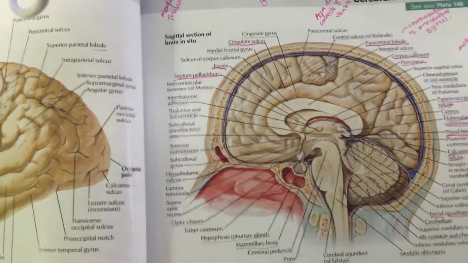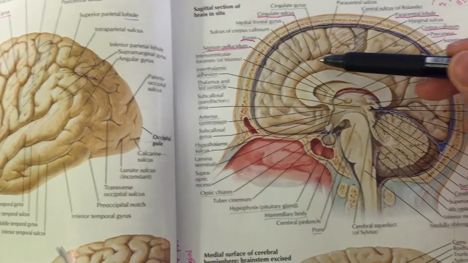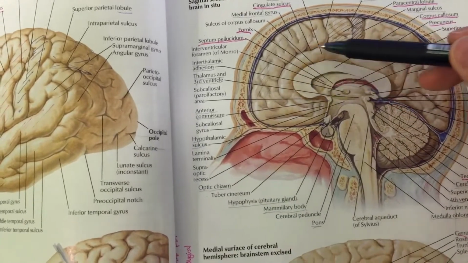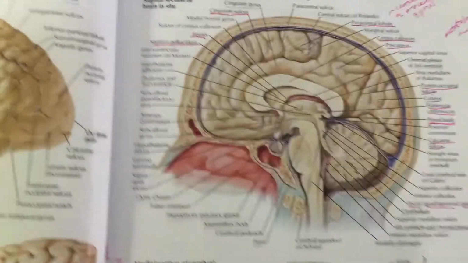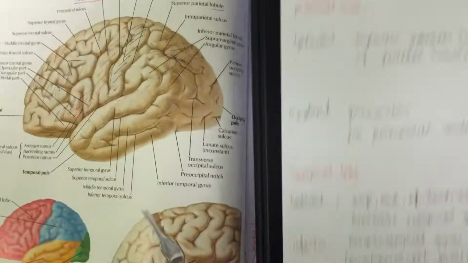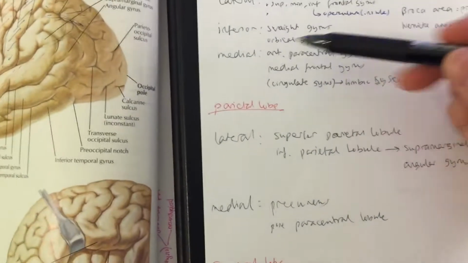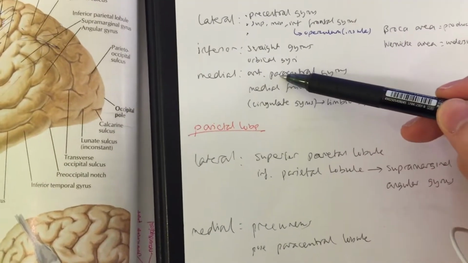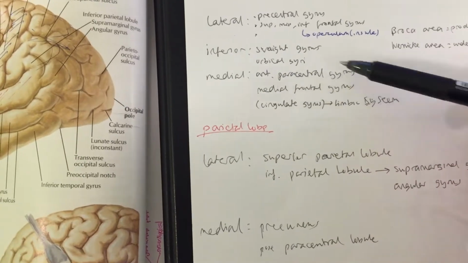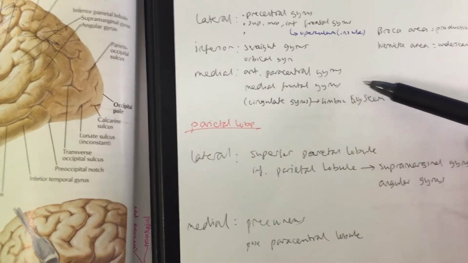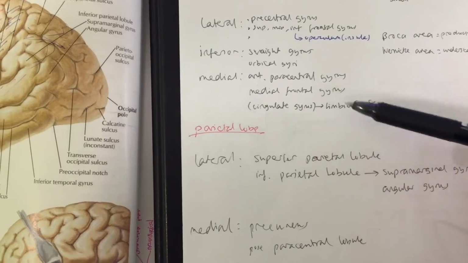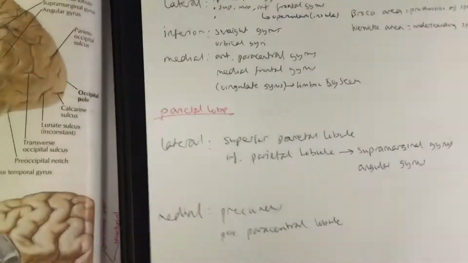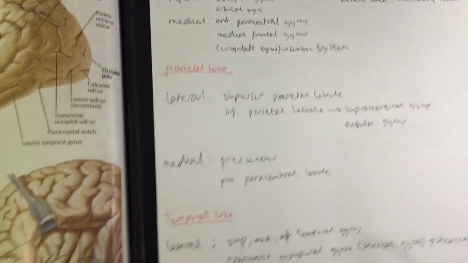Okay, and then you have the cingulate gyrus that surrounds or is above the corpus callosum, and we've written it here. The medial side, what do we have? The anterior portion of the paracentral gyrus, medial frontal gyrus, and cingulate gyrus put in brackets because it's not actually part of the frontal lobe, it's part of the limbic system.